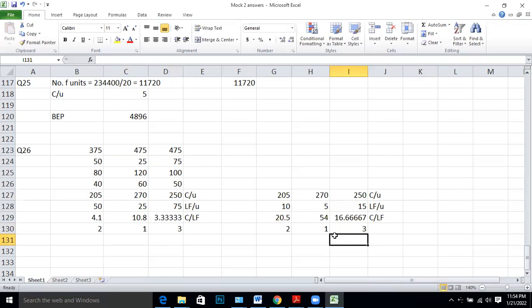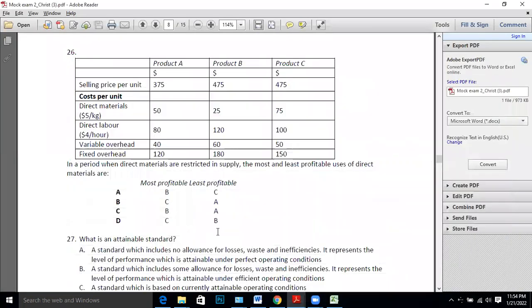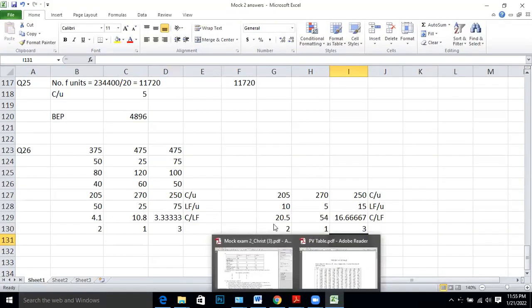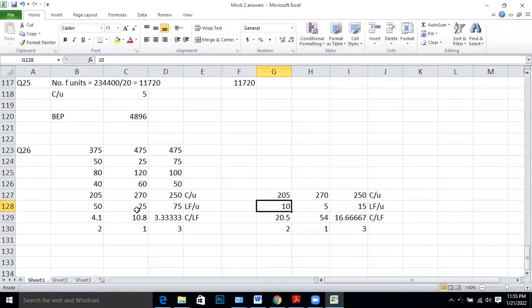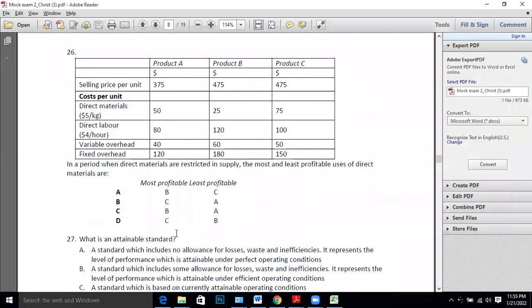So rank the product. If material cost is given, you can just divide by material cost itself. If not, you find the material kilograms and then divide. However, ranking is not going to change. The question is most profitable and least profitable. Most profitable is the second one. Least profitable is the third one.